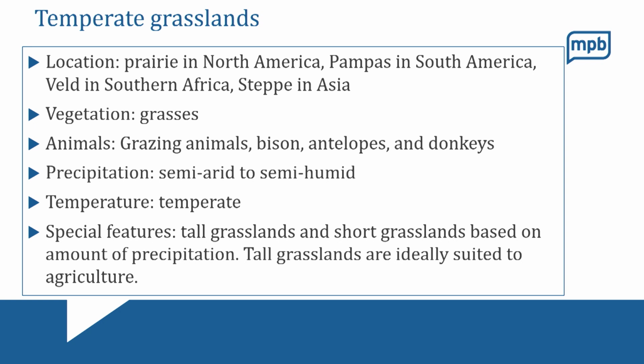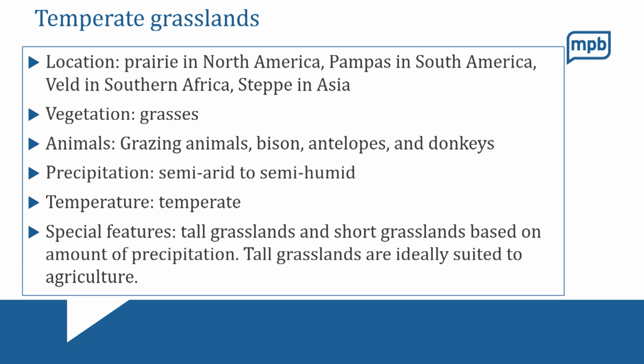So we are looking at the temperate grassland. Kind of think Central America for this. Okay, so the temperate grasslands, where can you find these? These are in the prairies in North America, the pampas in South America, the veldt in South Africa, and the steppe in Asia. These are all just kind of big open grasslands, okay?